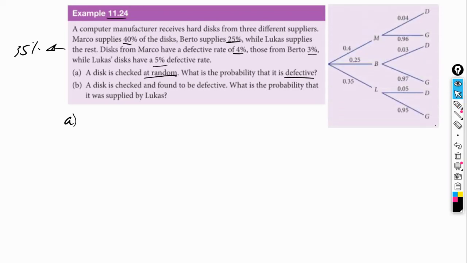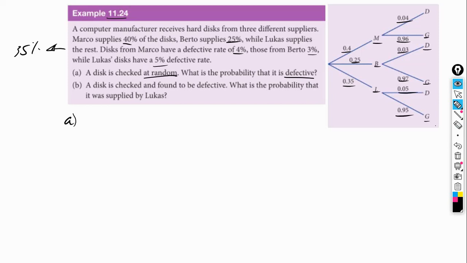So let's take a look at the tree diagram. Here we have 3 different suppliers, Marco, Berto, and Lucas. And here is the percentage of disks they supply, 40%, 25%, and 35% respectively. Then let's take a look at the disks that are defective. 4% for Marco, that means that 96% are good. 3% from Berto are defective, 97% are good. And then finally from Lucas, 5% are defective and 95% are good.